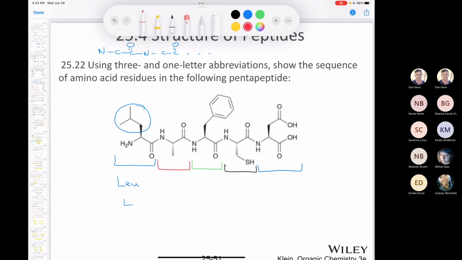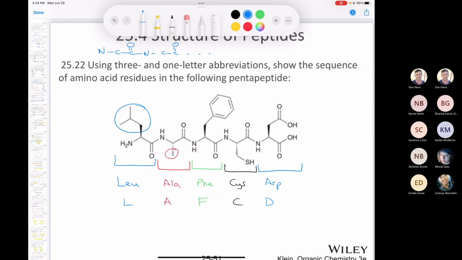The next one, we have a methyl group. So that's an alanine, and the one-letter abbreviation is A. The next one is a phenylalanine. Phenylalanine has PHE as its three-letter abbreviation, and the letter F for its one-letter abbreviation. The next one is cysteine, which is CYS, its three-letter abbreviation, and capital C for its one-letter abbreviation. And the last one is aspartic acid. Aspartic acid is ASP, and its one-letter abbreviation is D.